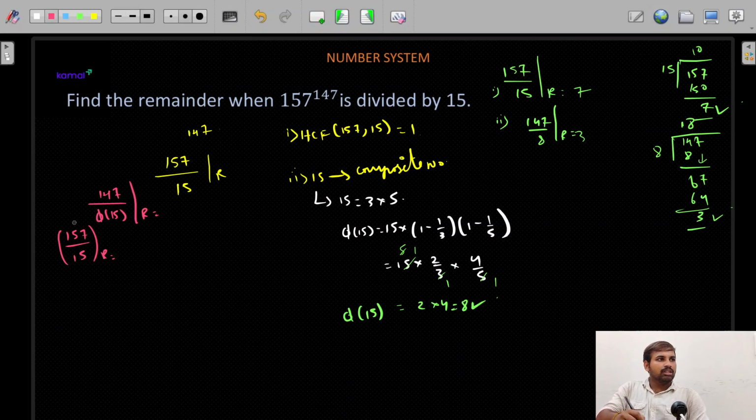So eventually this number will become 7 power 3, which is equal to 49 into 7. Or else, if you know 7 cube is 343, you can still do the math. But it's always good to split the powers so that our calculation will be faster, because we are proficient with 2-digit numbers rather than 3-digit numbers.